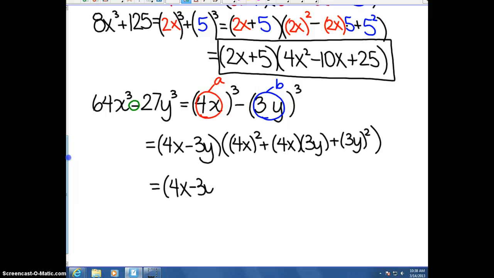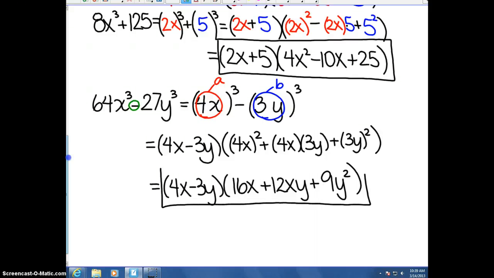When we go back and clean it up, then we square the 4 and the x, put 4 and 3 together to call it 12xy, and 3 squared y squared is there.